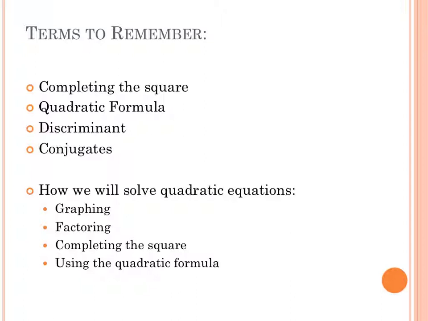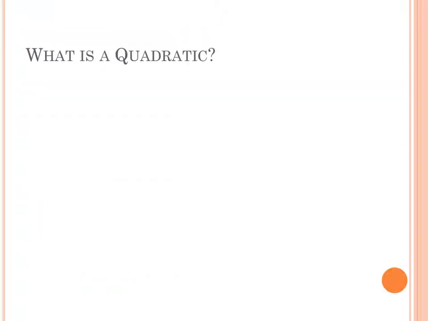Now, there are four different ways to solve quadratic equations. The first one is graphing, the second is factoring, the third is completing the square, and the fourth is using the quadratic formula. So we're going to go through some examples here of solving a quadratic equation by these four different techniques. Now first, we should discuss what a quadratic really is.